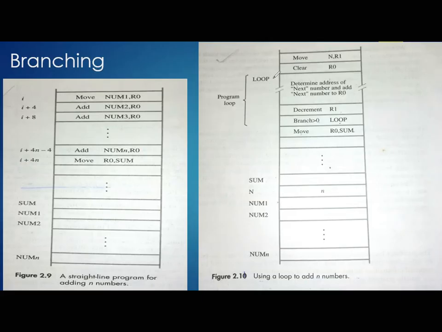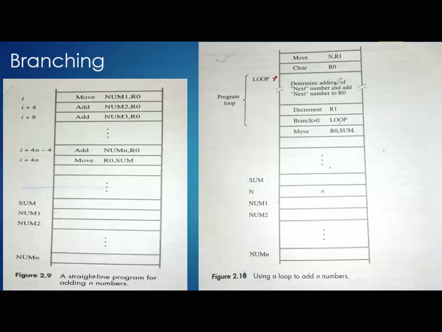If I change the execution sequence and begin execution from here, then what do I need to do? Determine the next number. The second number will be determined and added to R0, obviously. Then again decrement R1. The second time we are decrementing R1, the value of R1 will be 98. Yes, 98 is greater than 0, so again go to loop. It continues.